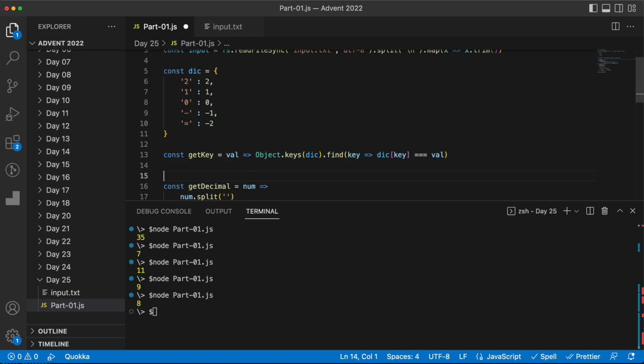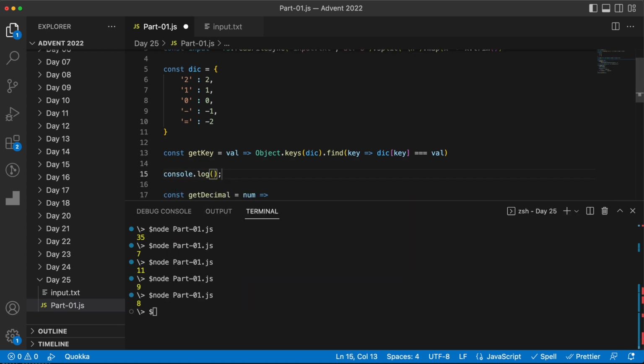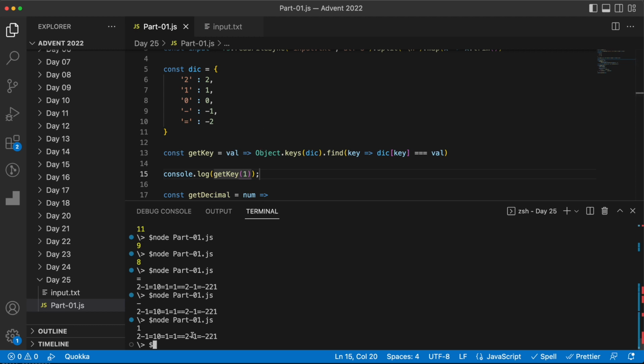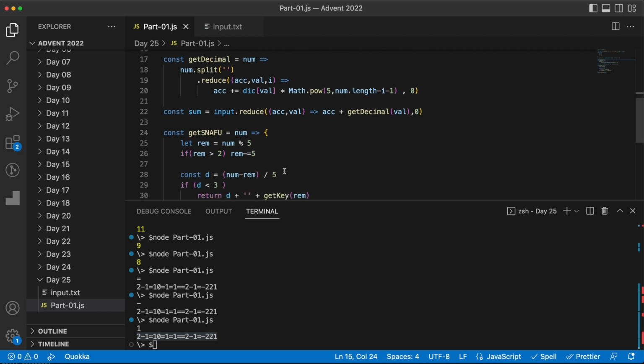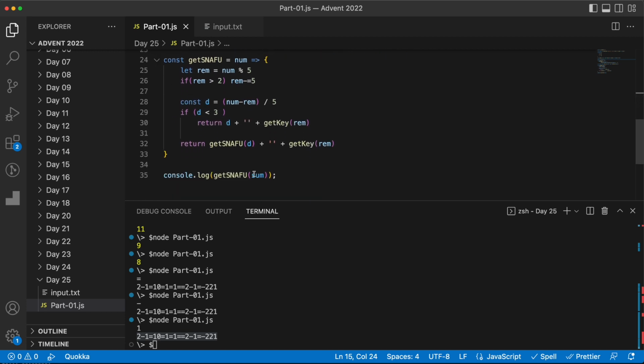Okay, so for a test I would say getKey of minus 2. Okay, it gives me this symbol. And minus 1, it's this one. getKey of 1, it's this one. I believe I'm getting the answer here as well. Right, yep, I have the getSNAFU of the sum. And yep, that should be it. So let's see.